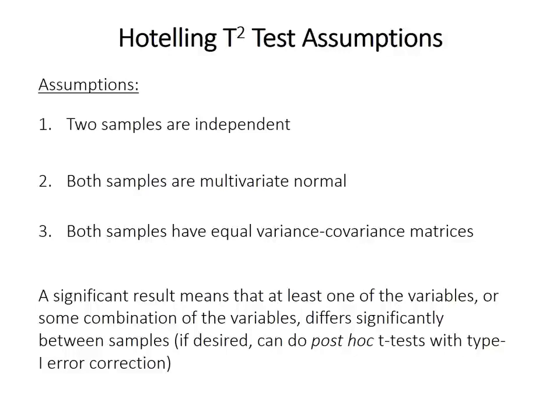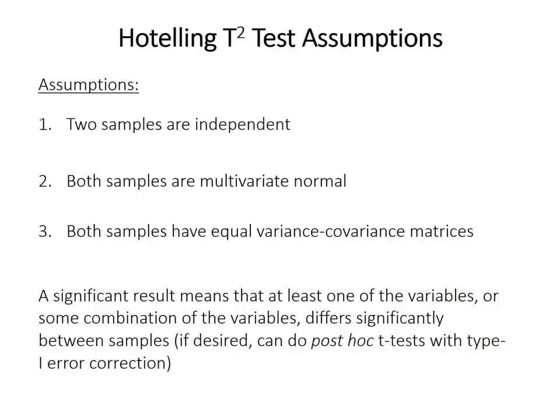So the Hotelling t-squared test is a parametric test, and so it has many of the typical parametric assumptions. Of course, the two samples must be independent of one another. This generally means you can't have repeated measures of the same item, so you're not measuring the same thing at multiple times. Both samples must be multivariate normal, which means that all the variables should themselves be normally distributed. If the sample size is large enough, this isn't such a big deal. Both samples should have equal variance-covariance matrices, and I'll illustrate that on the next slide.